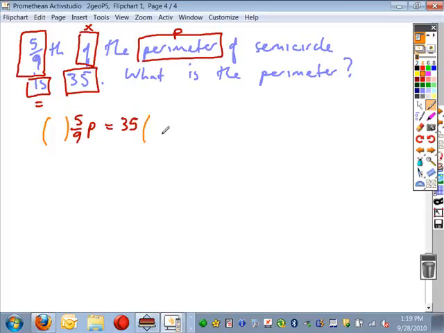We can then solve for P by multiplying by the reciprocal. We undo it by dividing both sides by 5, multiplying both sides by 9, which cancels the coefficient, leaving just the P. 5 goes into 35, 7. 7 times 9 gives you 63. So your total perimeter winds up being 63 in that particular case.